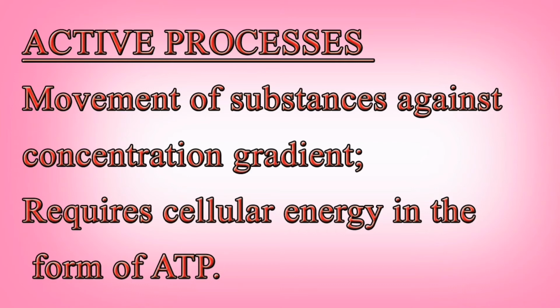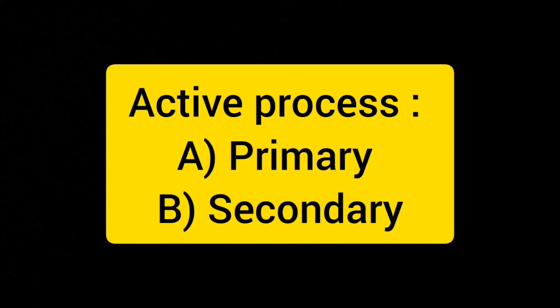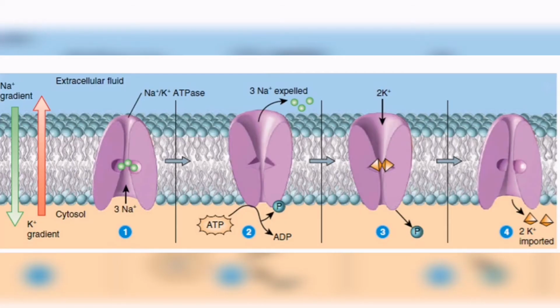First type, active transport. It is simply an active process with the help of transmembrane proteins that function as carriers. That is the movement of material from lower concentration to higher concentration with the help of carriers. Active transport is of two types, primary active transport and secondary active transport. First, primary active transport. This is the representation of primary active transport. In this picture, the transport of sodium and potassium ions is depicted.